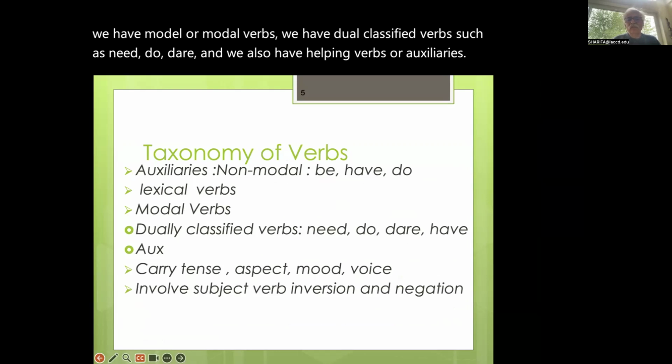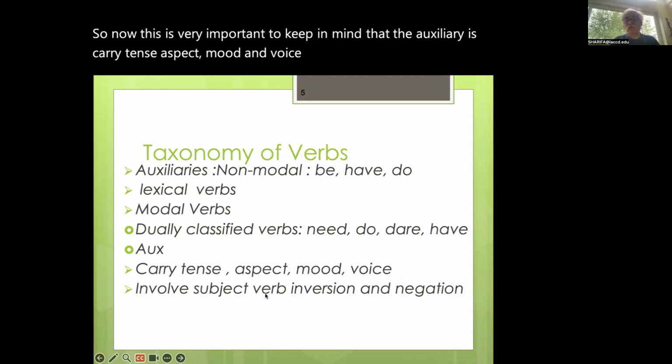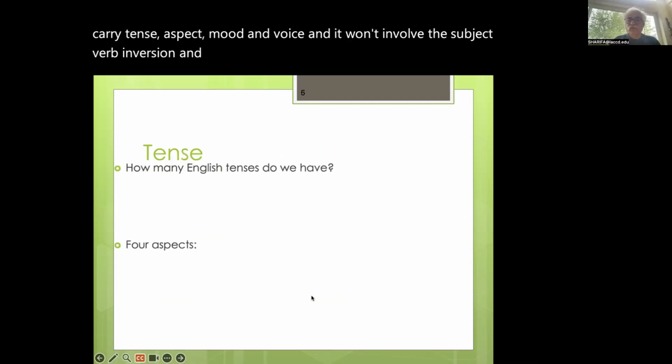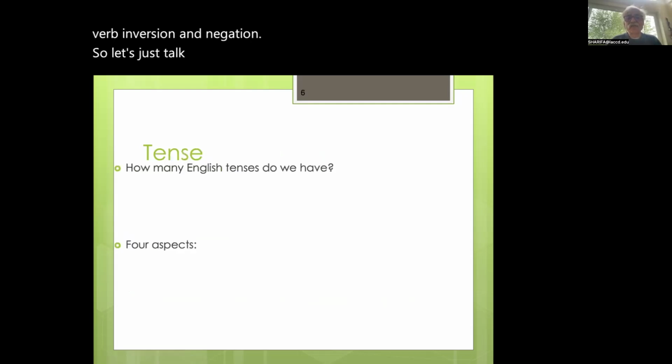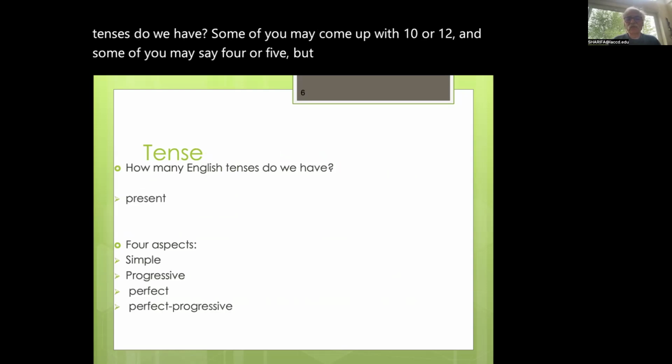Now this is very important to keep in mind that auxiliaries carry tense, aspect, mood, and voice, and it will involve subject-verb inversion and negation. So let's just talk about tense. The question is, how many English tenses do we have? Some of you may come up with 10 or 12, and some of you may say 4 or 5, but definitely English has only two tenses, present and past tense.